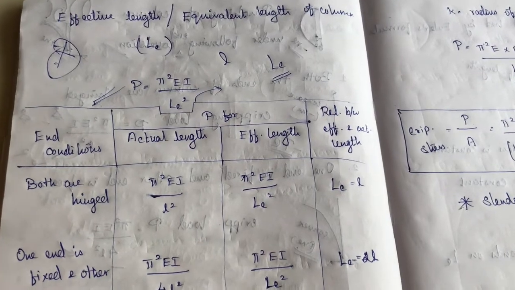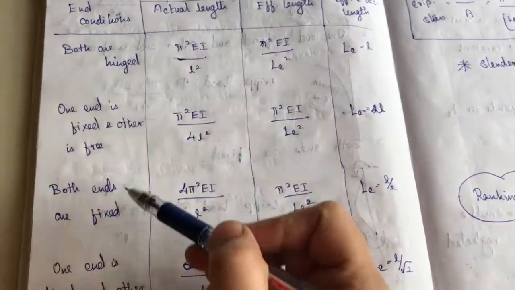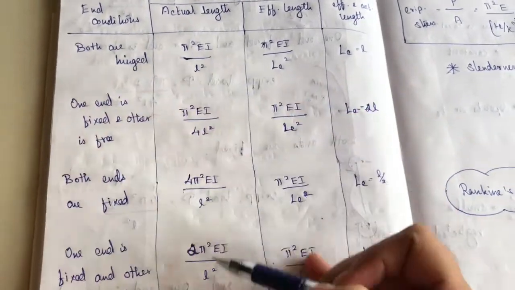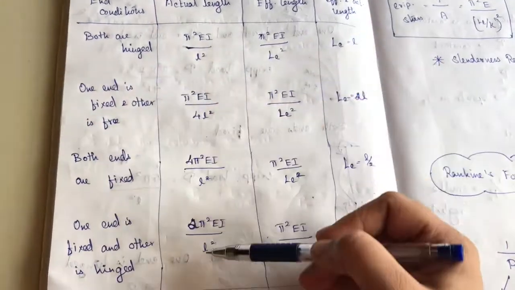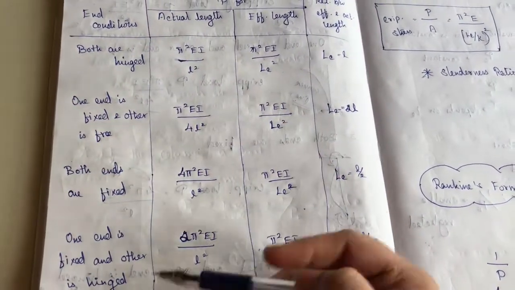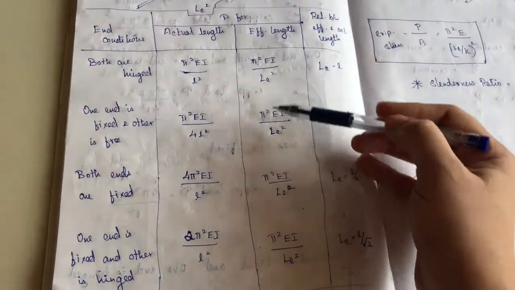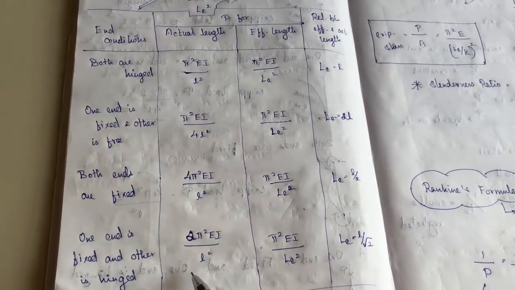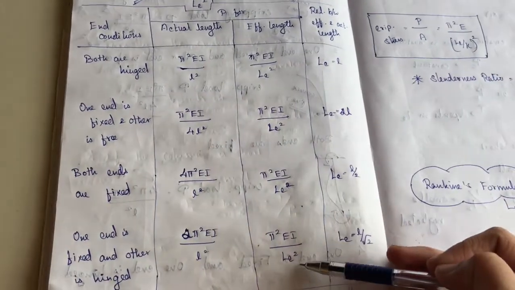So from this formula, we can easily identify the 4 conditions. You can see here these are the 4 conditions. 4 is in the denominator, 4 in the numerator, and 2 in the numerator, right? So these are the formulas for the 4 conditions. And this is the same effective length LE. Just replace this L by LE.